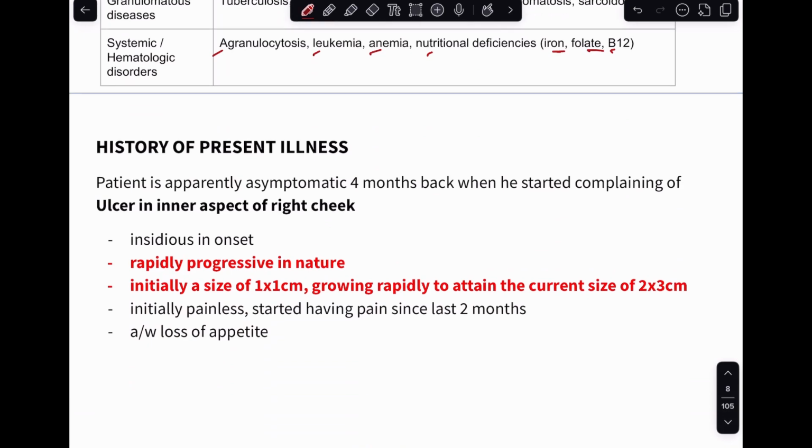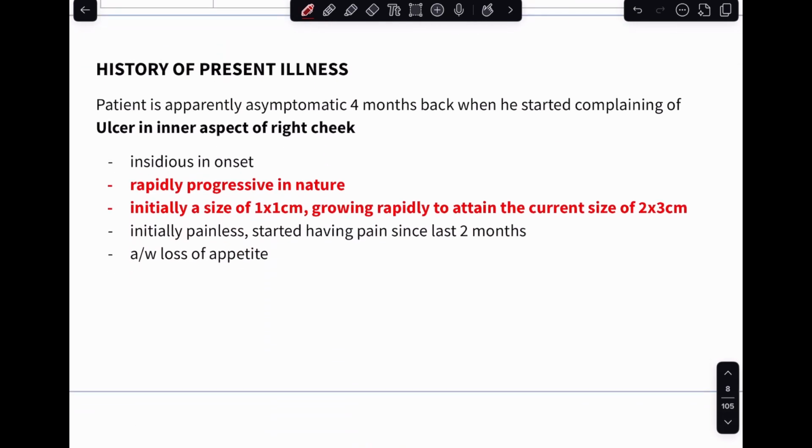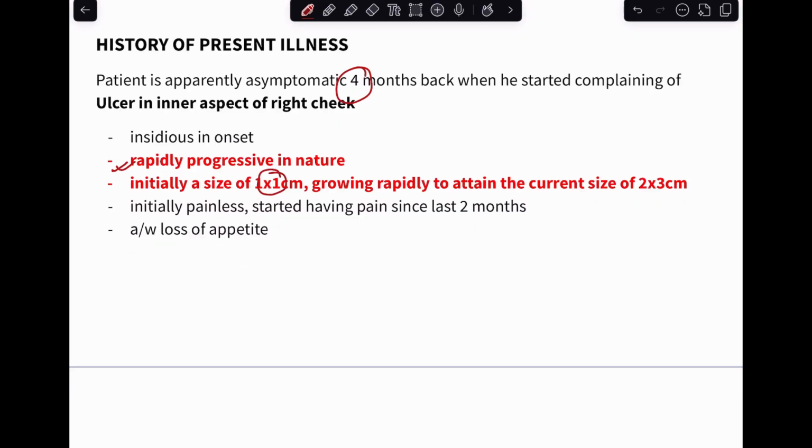Okay, moving on. So we are seeing in the history that the patient has said that this is a rapidly progressive ulcer. Initially it was a size of 1 into 1 centimeter, but it only took 4 months to attain the current size of 2 into 3 centimeter. That means that this is a rapidly growing ulcer.